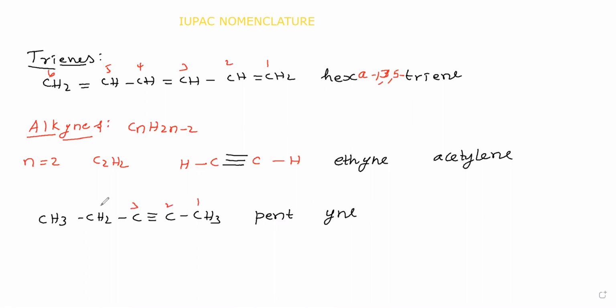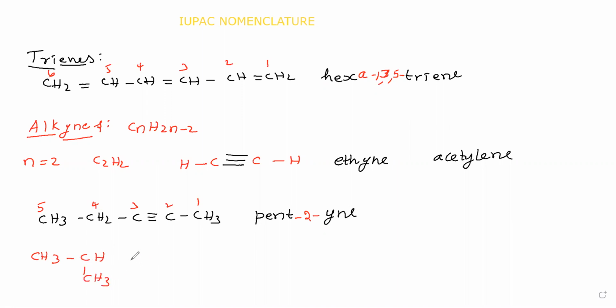So numbering we are giving to the parent chain like this. Now the triple bond is present between the second carbon and the third carbon. Therefore position of triple bond is 2. So the name of this compound is pent-2-yne.